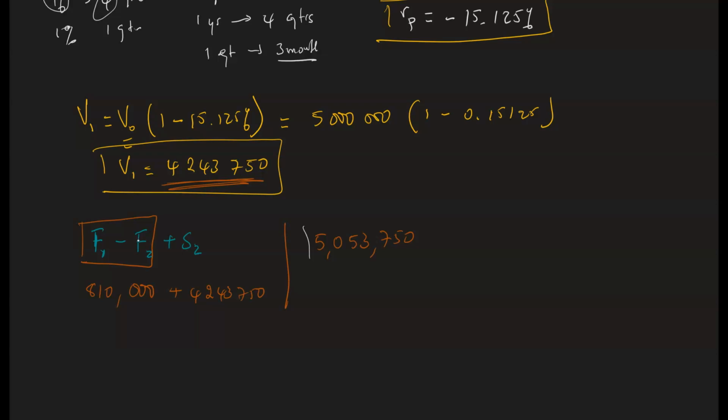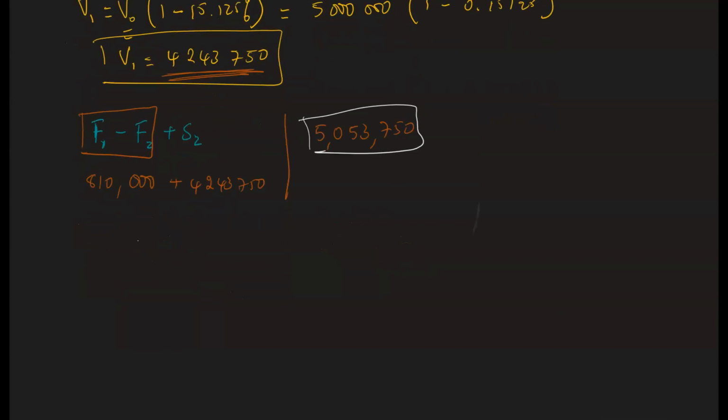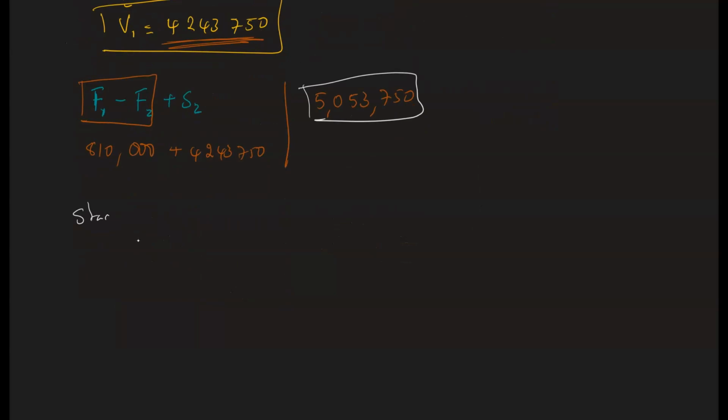So what do we have? We started at 5 million. That was our V0. We ended our portfolio after the hedge at 5,053,750. So the question is, what is the actual return after the hedge?